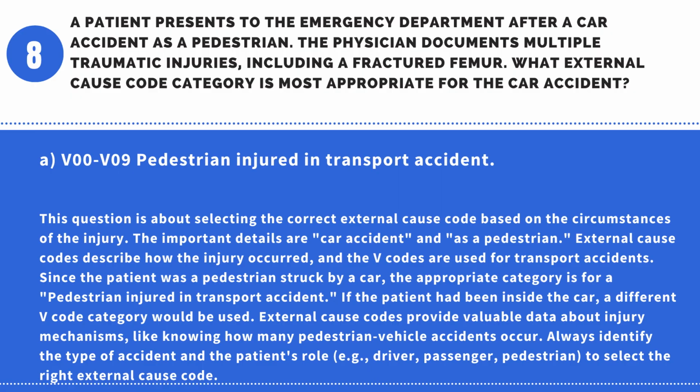Since the patient was a pedestrian struck by a car, the appropriate category is for a pedestrian injured in transport accident. If the patient had been inside the car, a different V code category would be used. External cause codes provide valuable data about injury mechanisms, like knowing how many pedestrian vehicle accidents occur. Always identify the type of accident and the patient's role, for example driver, passenger, pedestrian, to select the right external cause code.